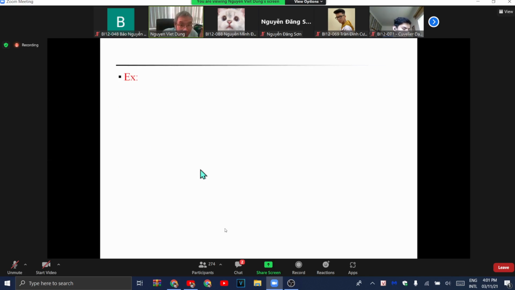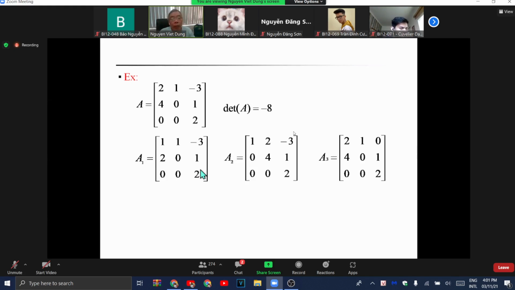Here are some examples. Suppose that A is like that, and it is not so difficult for you to find that the determinant of A equals minus 8. Now, suppose that you are given A1, A2, A3 like that, and you are required to find the determinant of A1, A2, and A3. How can you do it?